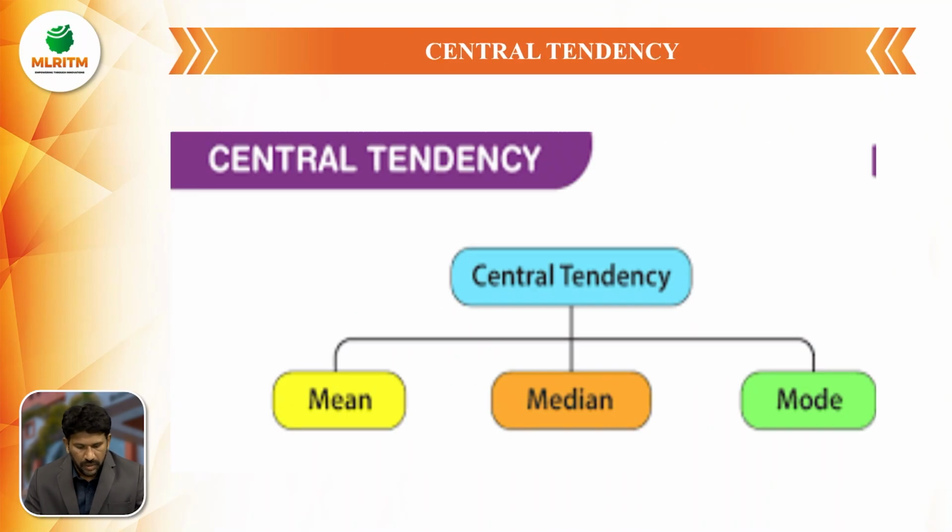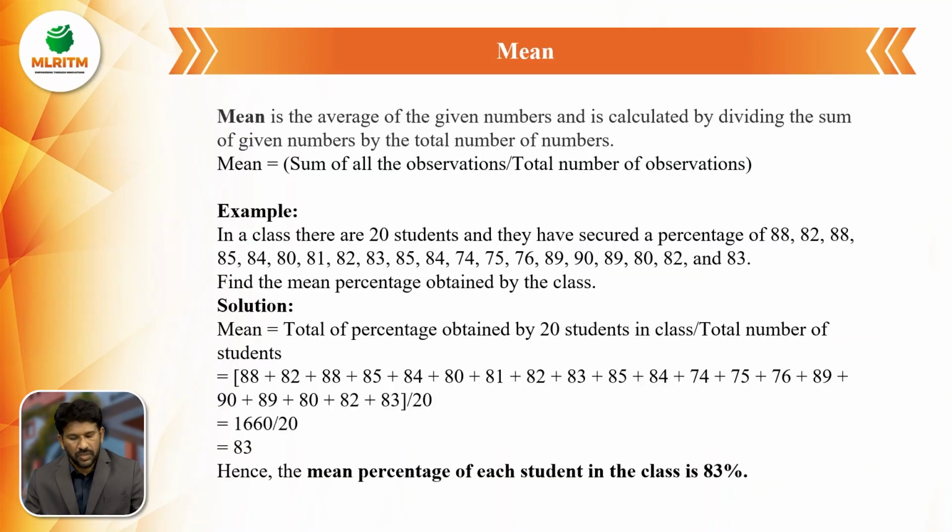Now we'll go for the central tendency of data. The central tendency of data is divided into three categories: mean, mode, and median. So when we go for the mean, what does the mean do? The mean is the average of the numbers, calculated by dividing the sum of the given numbers by the total number of values. So the mean is the sum of all the observations divided by the total number of observations.